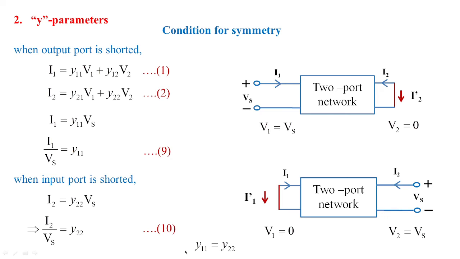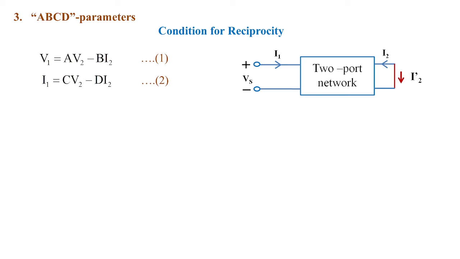And finally, we are going to frame the tabular column for the condition of reciprocity and symmetry. So once we are done with Z parameters and Y parameters, let us switch to ABCD parameters. For ABCD parameters, you need to remember the standard equations of V1, I1, that is input voltage and input current in terms of output voltage and output current. So here you can see the standard equations are given by V1 equal to AV2 minus BI2, I1 equal to CV2 minus DI2, that is the input parameters in terms of output parameters of voltage and current.